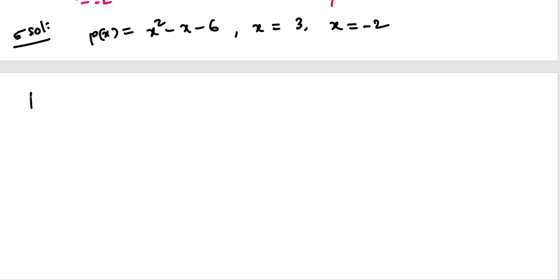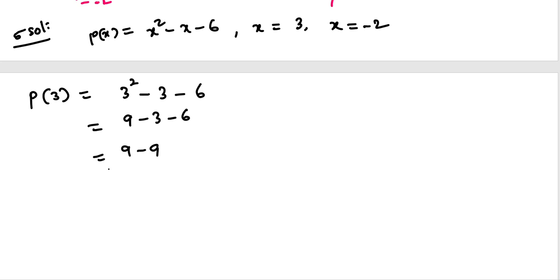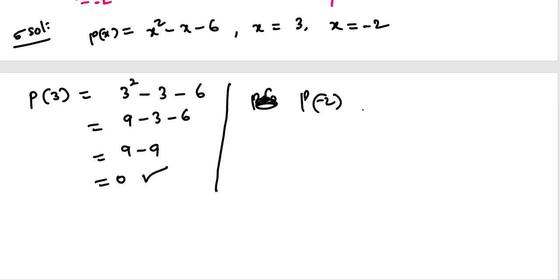First take p of 3, that is 3 square minus 3 minus 6. Now 3 square means 9, 9 minus 3 minus 6. Here it is 9 minus 9, it is 0. So 3 is also a zero of the polynomial. Now take p of minus 2. Now how much are you getting?